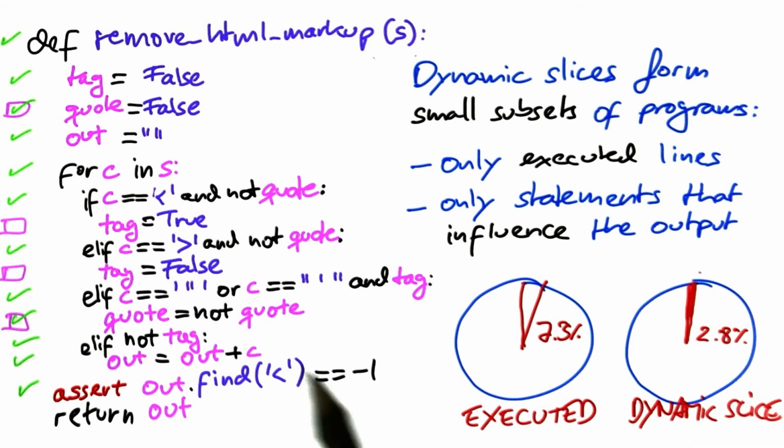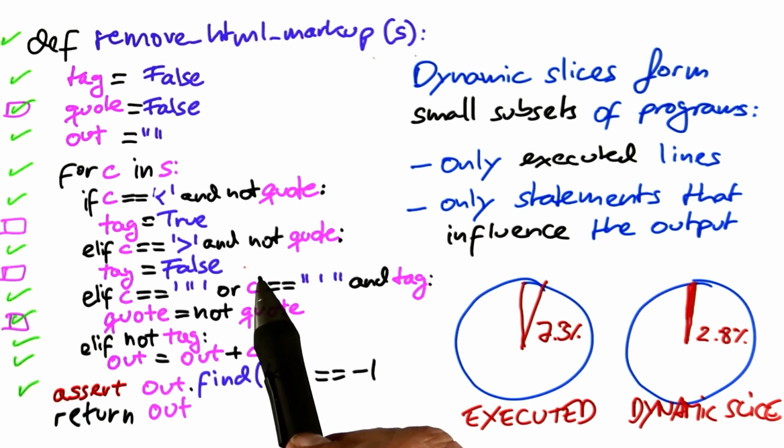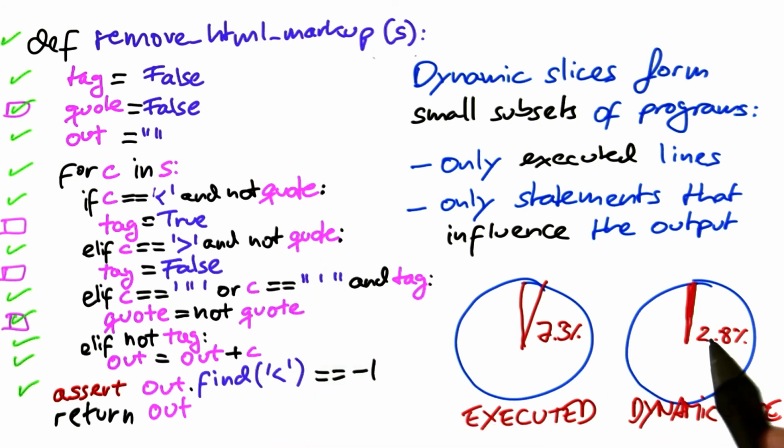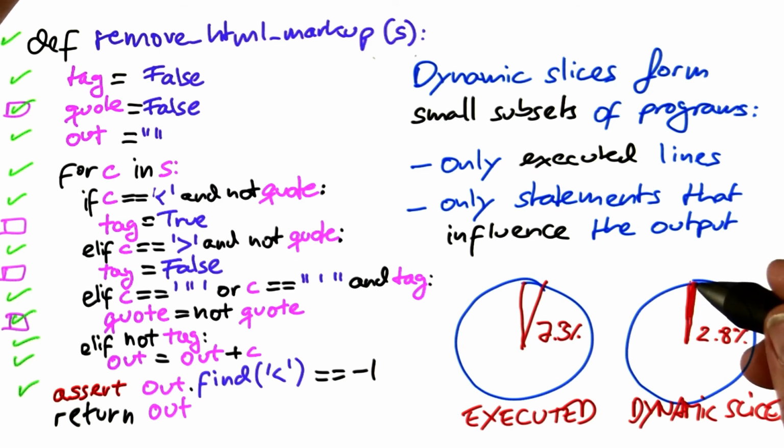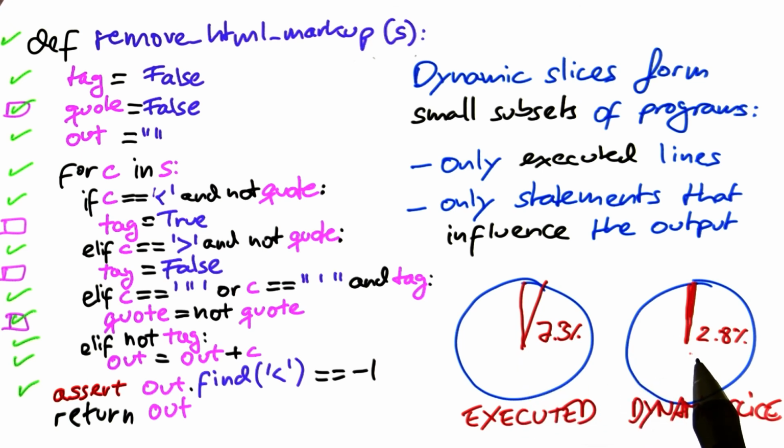And since there are nice tools available which compute dynamic slices automatically, using such a tool in the first place will immediately tell you which places of the program you can safely ignore because they are not executed or because they cannot possibly have influenced the output with respect to the bug.